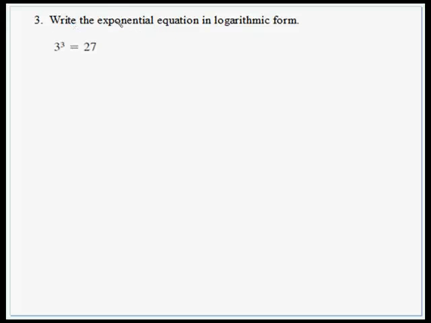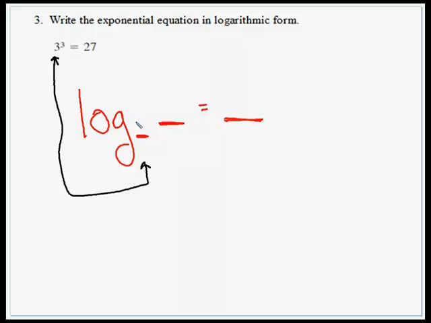Number 3, write the exponential equation in logarithmic form. So we're going to have the log of some base of some number is equal to some other number. Well, this is an exponential, and the base is 3, and the exponent is also 3. This base goes right here, log base 3, a small subscript 3. The exponent hops over to the other side of the equal. 3 is over here, and our 27 goes after the log. Log base 3 of 27 is equal to 3, or 3 to the 3rd power is equal to 27.